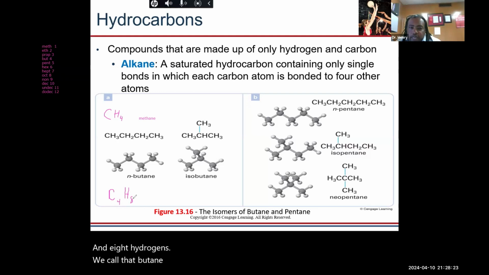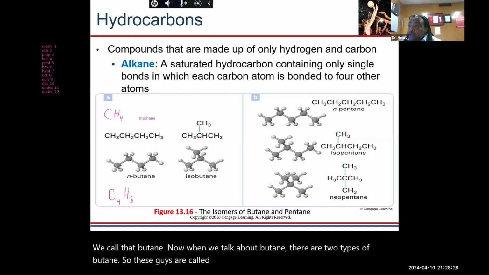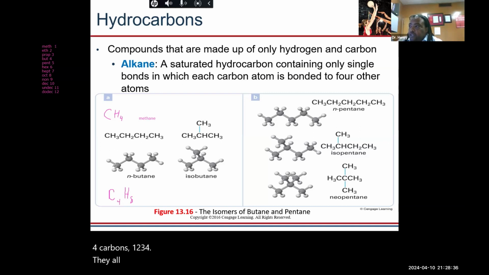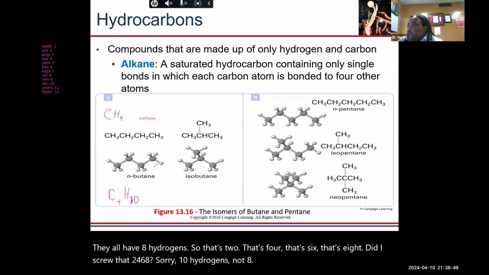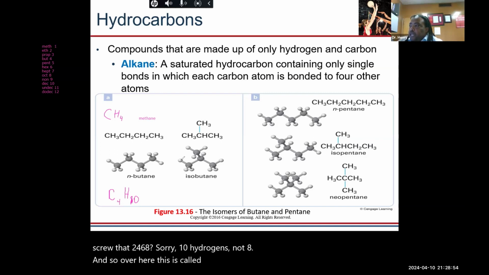Now, when we talk about butane, there are 2 types of butane. So these guys are called isomers of each other. In both cases, they all have 4 carbons, 1, 2, 3, 4. They all have 10 hydrogens. So that's 2, 4, 6, 8. Sorry, 10 hydrogens, not 8. And so over here, this is called isobutane.